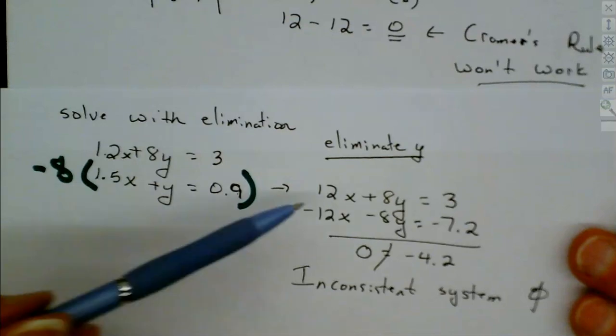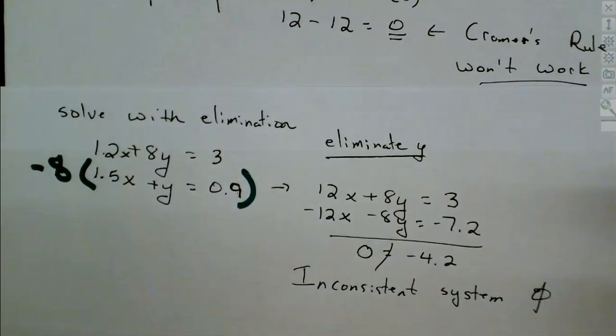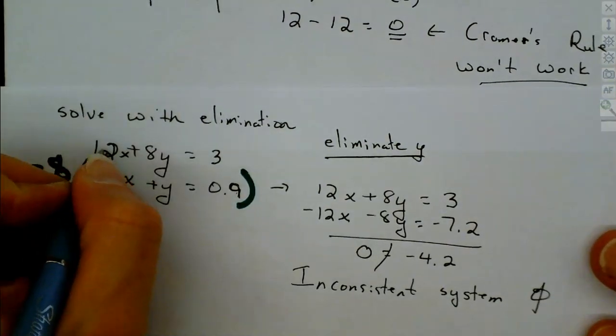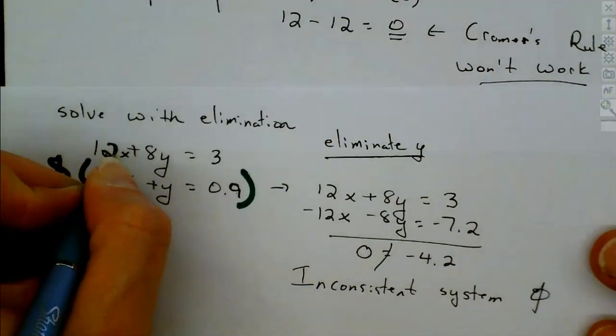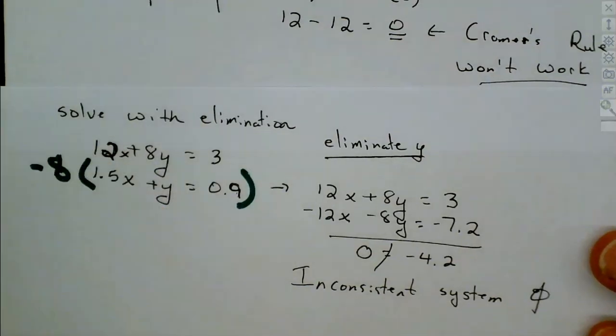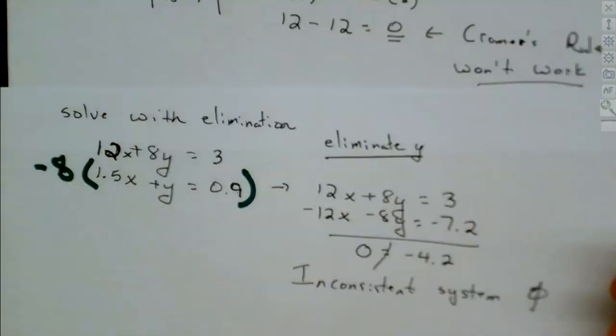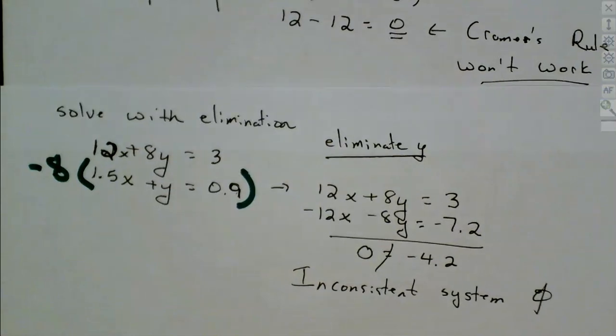Sorry, that should be a 12. Yep, sorry about that. It looked like a decimal point there. It wasn't. It was just supposed to be 12. Okay. But why does Cramer's rule not work? Because it's an inconsistent system.